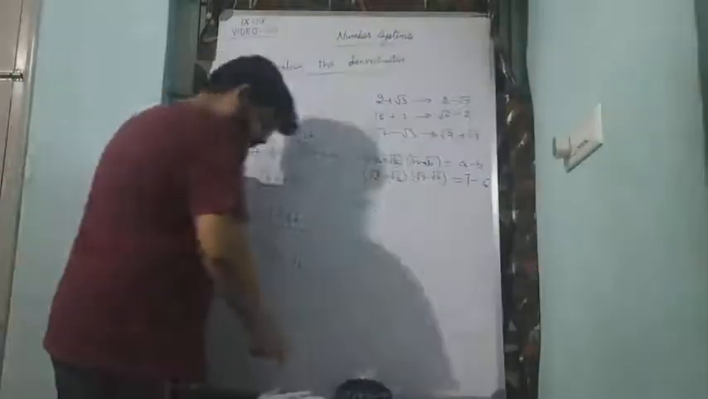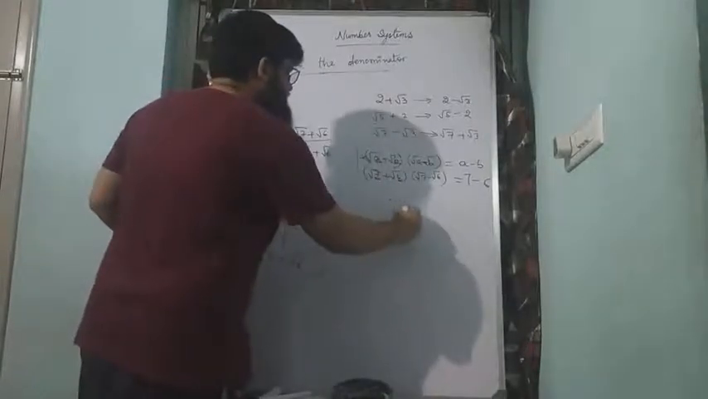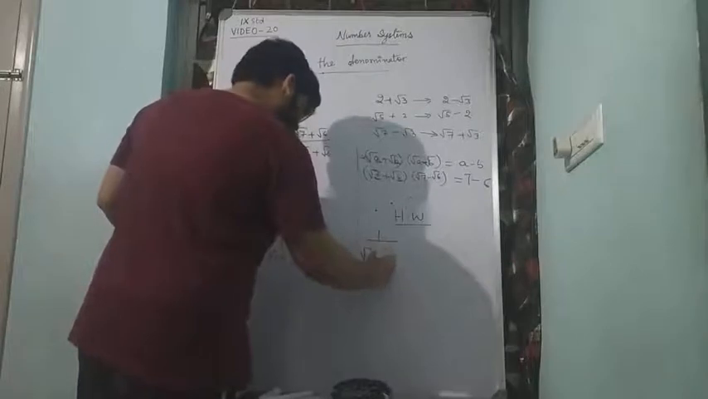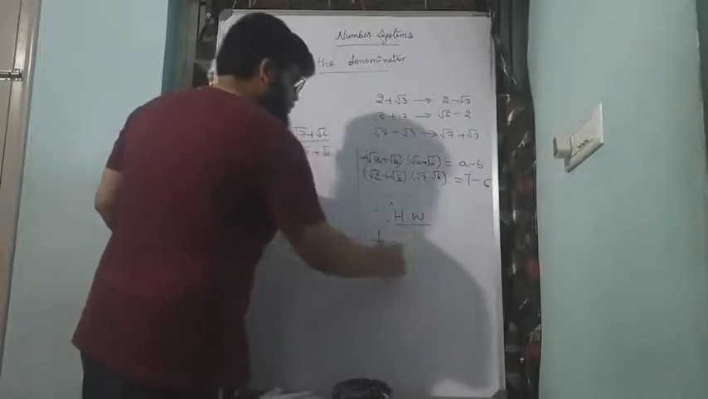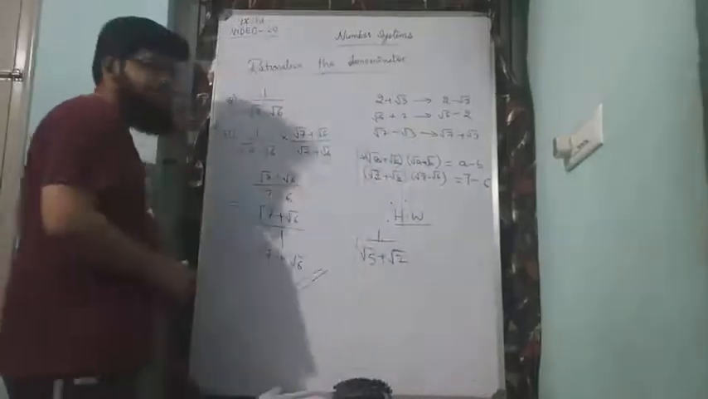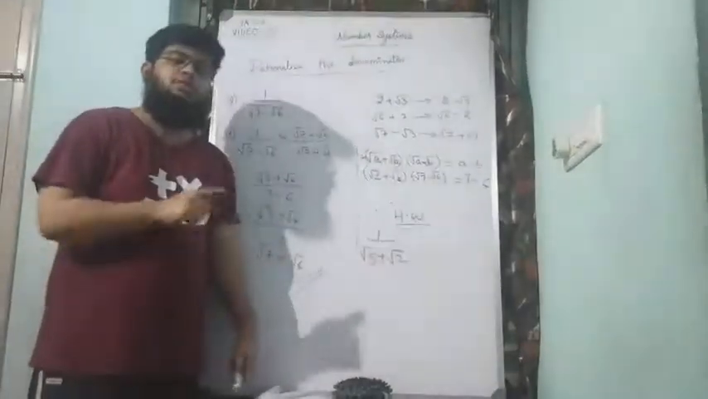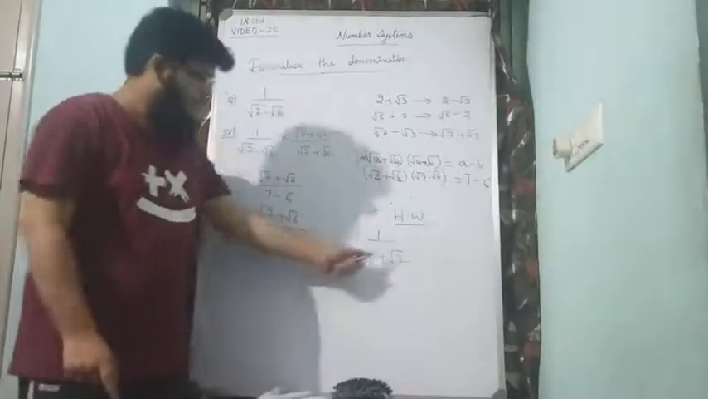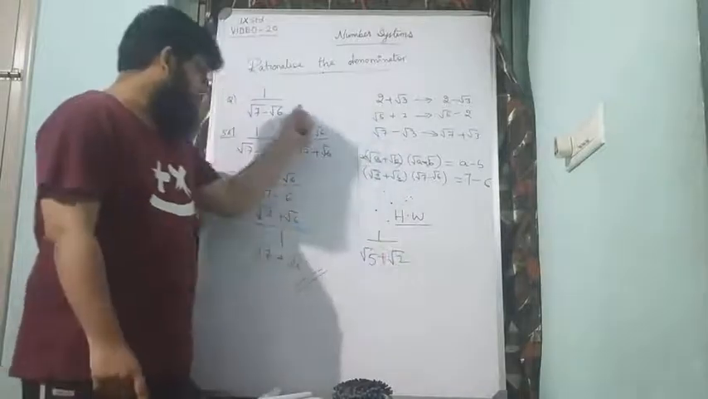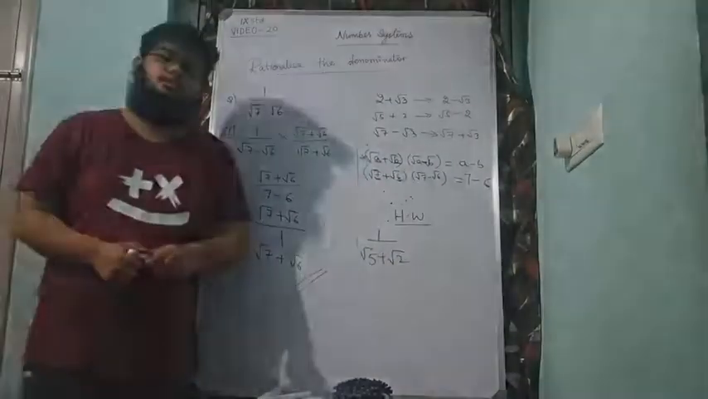Based on the same type, try to get me the solution of 1 by root 5 plus root 2. Okay? So rationalize the denominator of this. What do you think is the conjugate of root 5 plus root 2? It's going to be root 5 minus root 2. Multiply that same conjugate and divide by it, and then continue in the same way. Use the same identity and send your answers to the Google Classroom app.